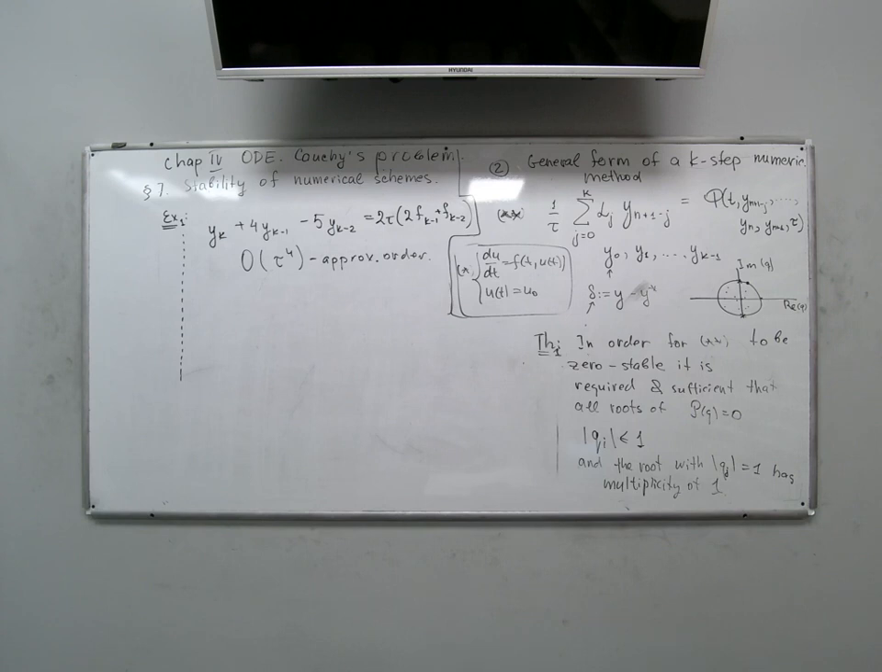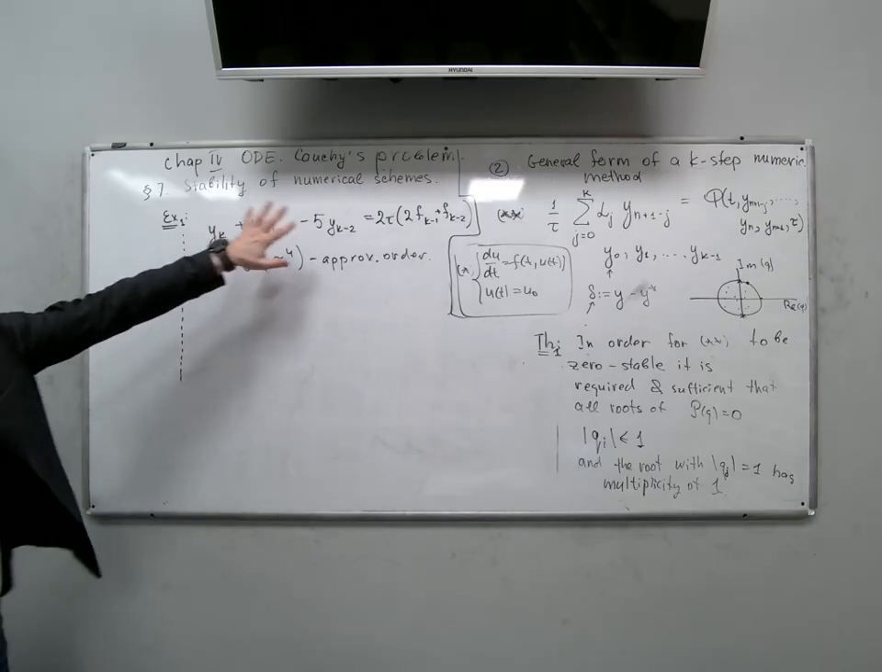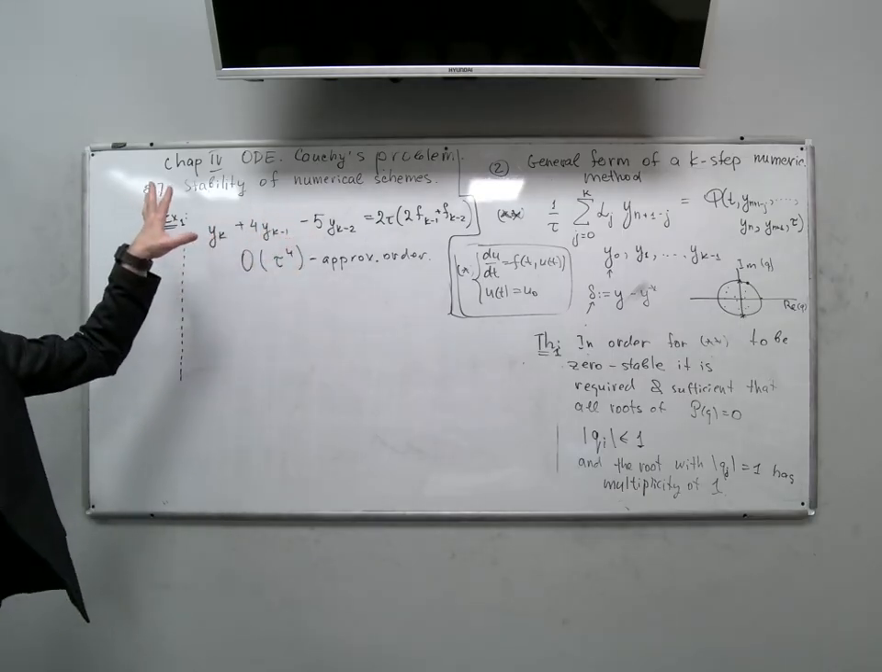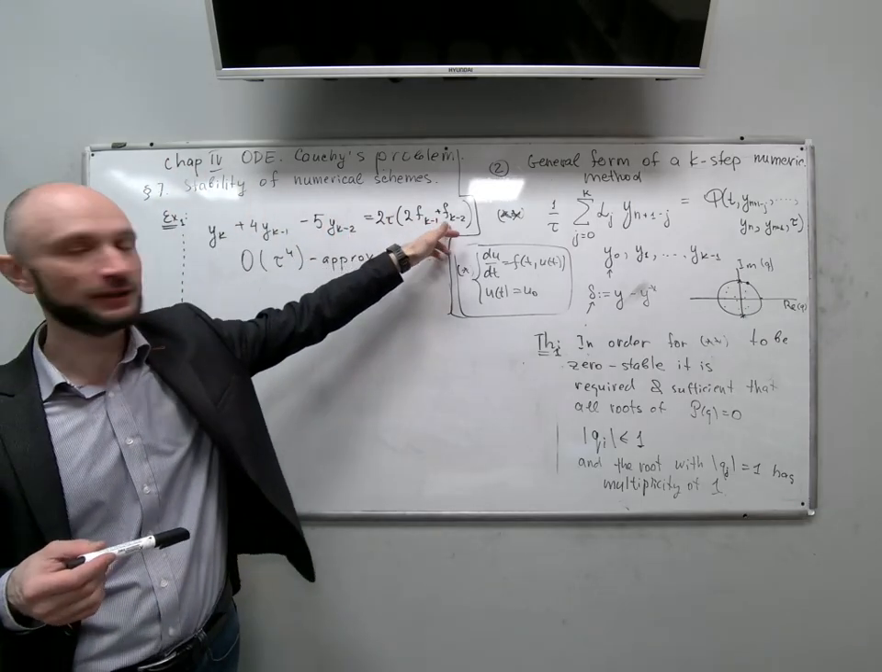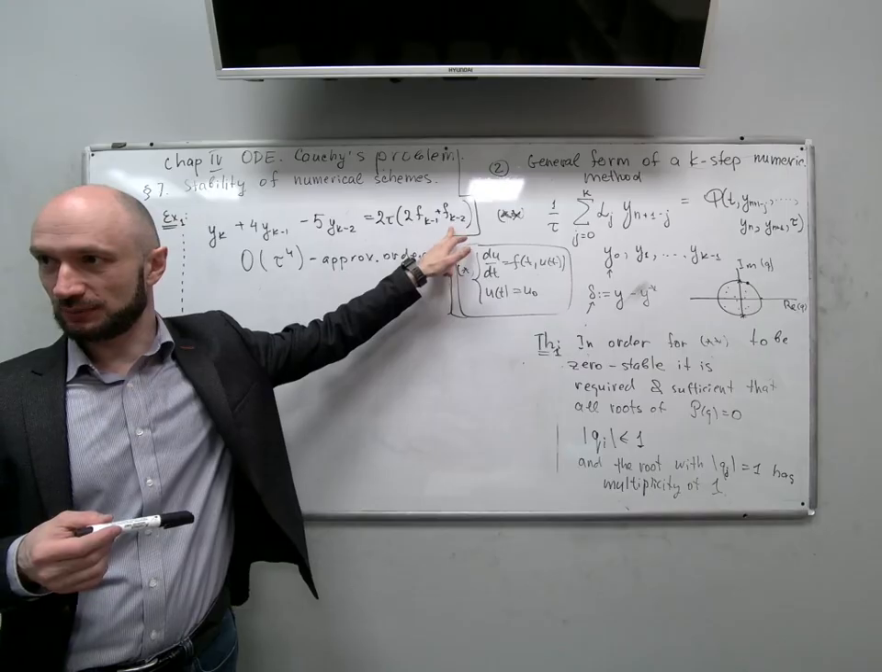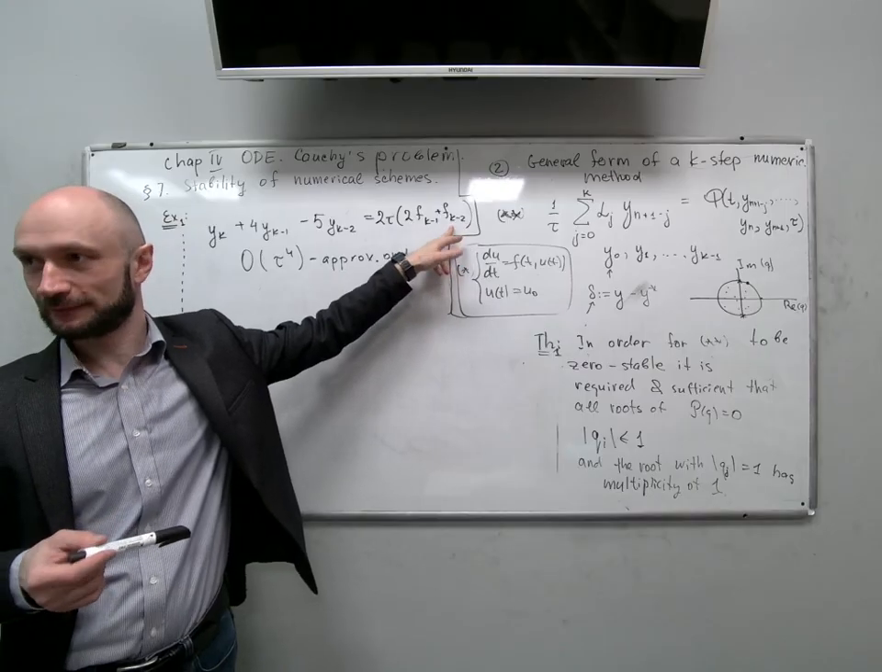Do you want to check the zero stability property of this method? What you need to do is set the right side equal to zero. You just need to consider the left-hand side of this equation, because on the right-hand side, everything depends on f. And when we are talking about zero stability, f is equal to what?